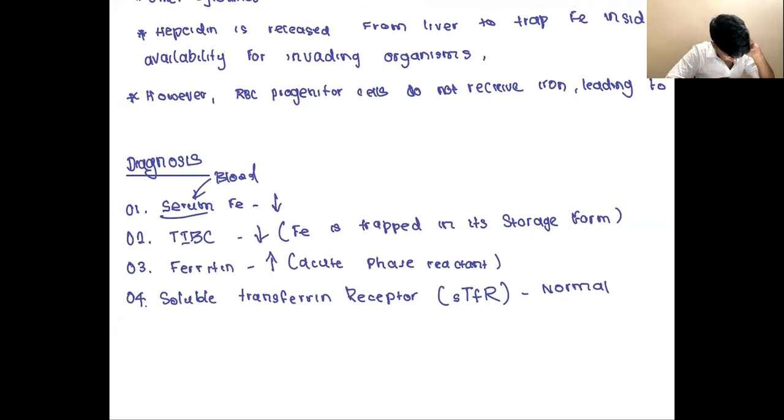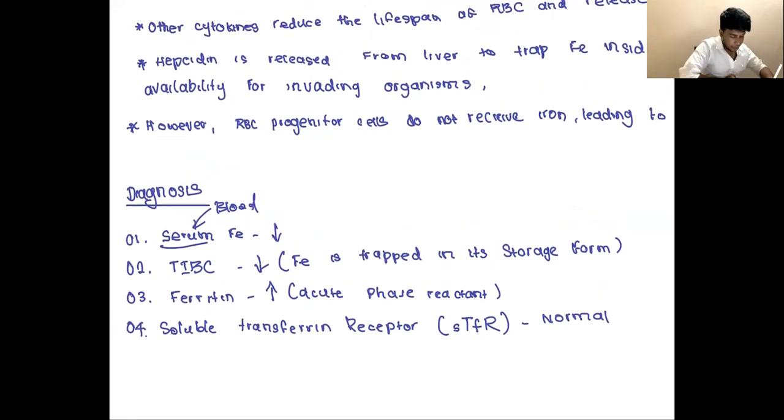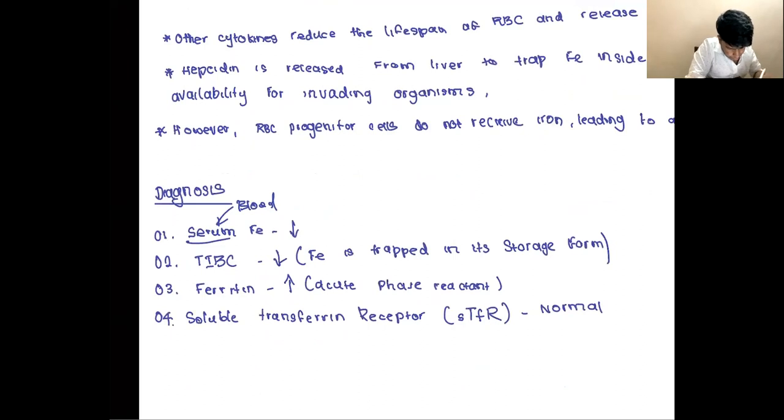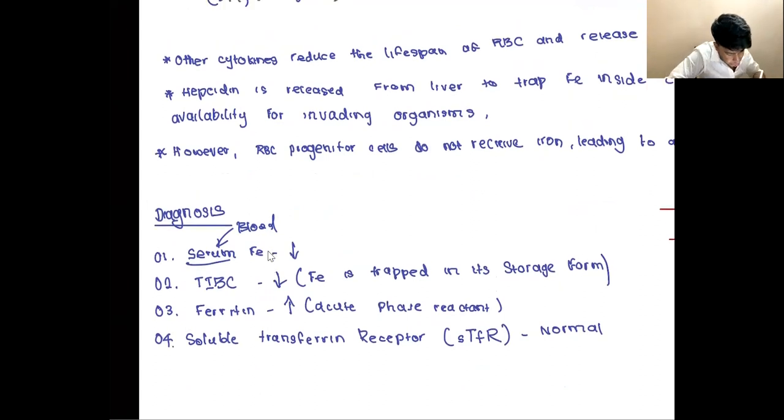Let me explain this. I have a doubt. When iron is low, the amount of transferrin produced is high, so the total iron binding capacity tends to increase. That's actually a good question. Let me explain. Where do you find transferrin? Is it in the blood or inside the bone marrow? In the blood, okay.